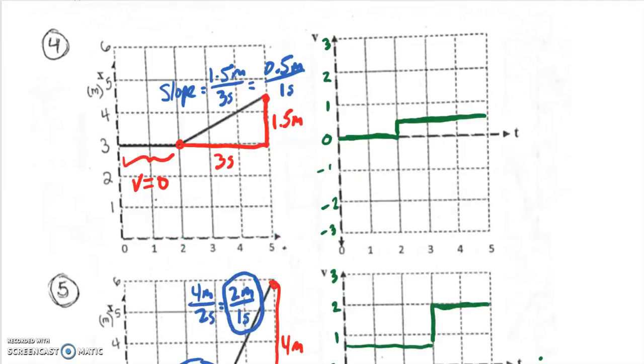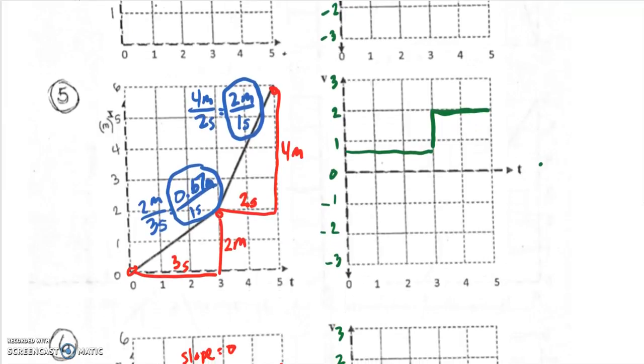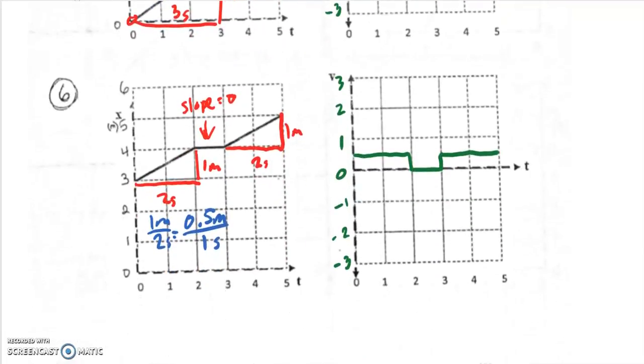And here are the results for 4, 5, and 6. This object is at rest and then moves at a constant speed of 0.5 meters per second. Number 5, the object moves 0.67 meters per second for 3 seconds and then increases its speed to 2 meters per second for the next 2 seconds. And finally, number 6, this object increases its position 0.5 meter per second for 2 seconds. Then it is at rest for 1 second, velocity of 0. And then it has a velocity of 0.5 meters per second again for the last 2 seconds.